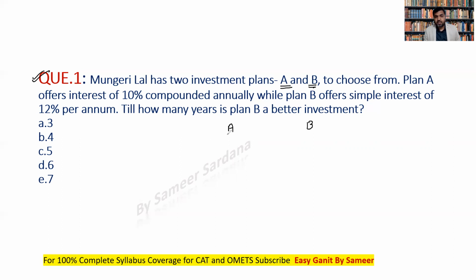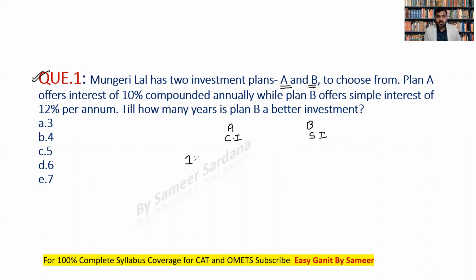So guys, A is a plan where I'm offering the money at compound interest, and B is a plan where I'm offering the money at simple interest. I'm supposed to tell for how many years plan B is a better investment. That means for how many years in plan B I'll be getting more interest than A.